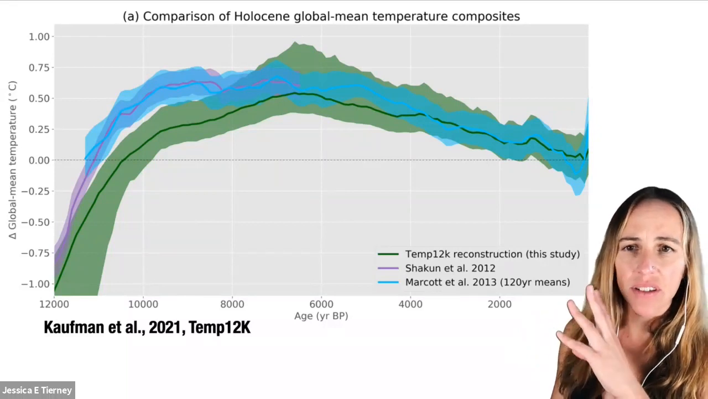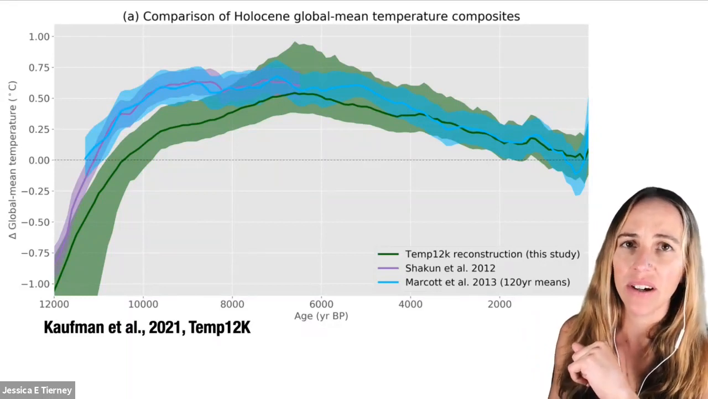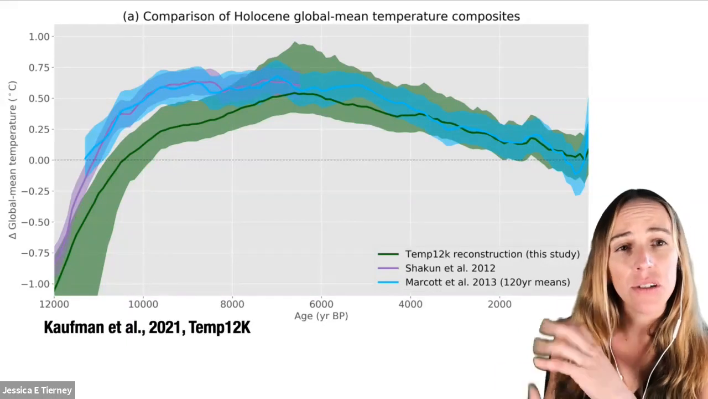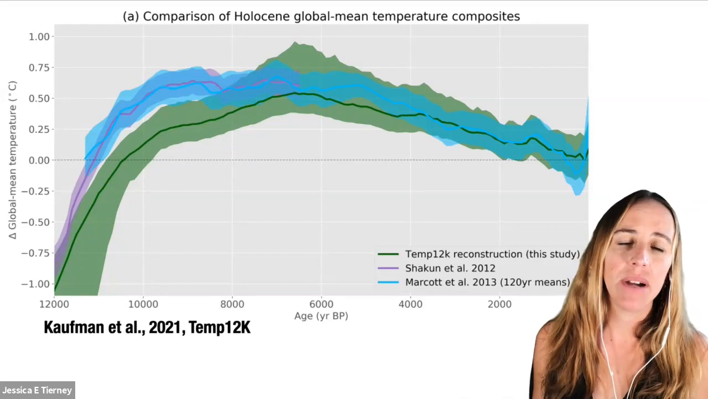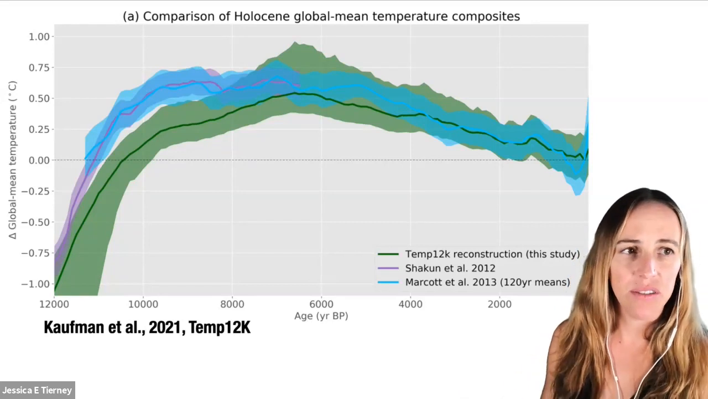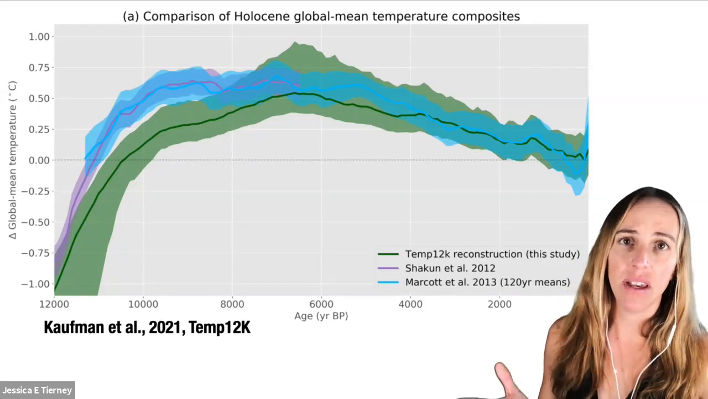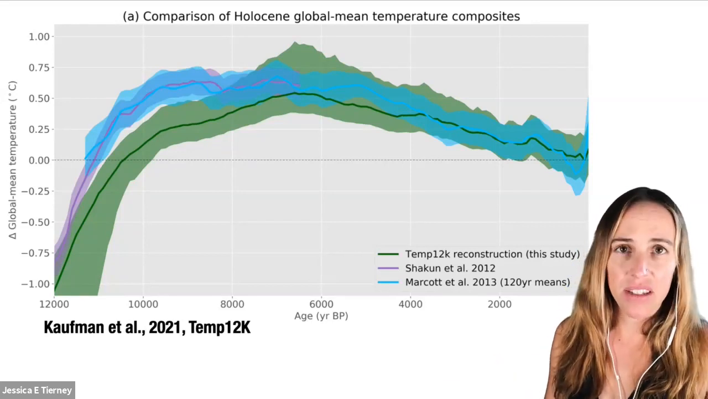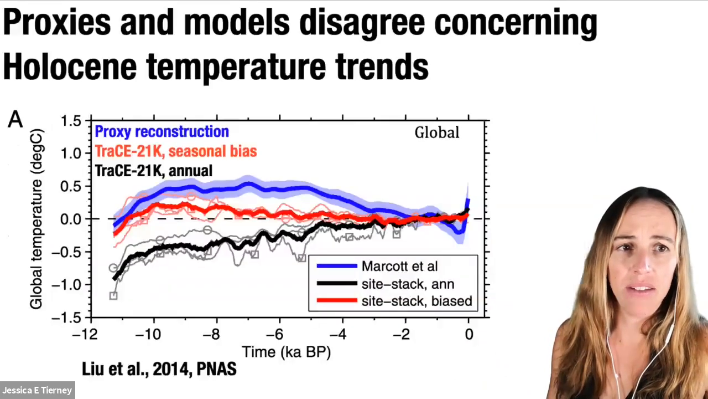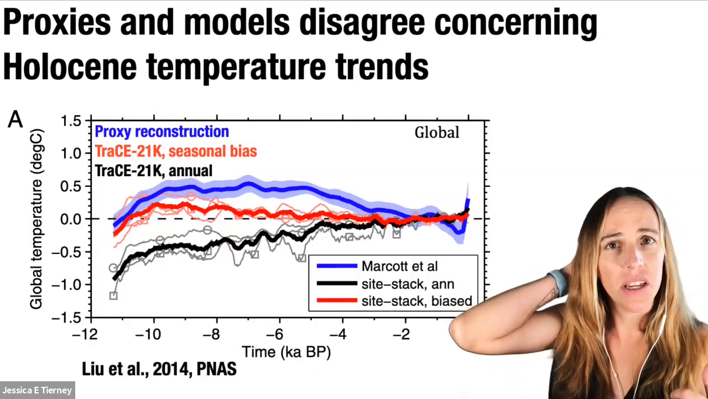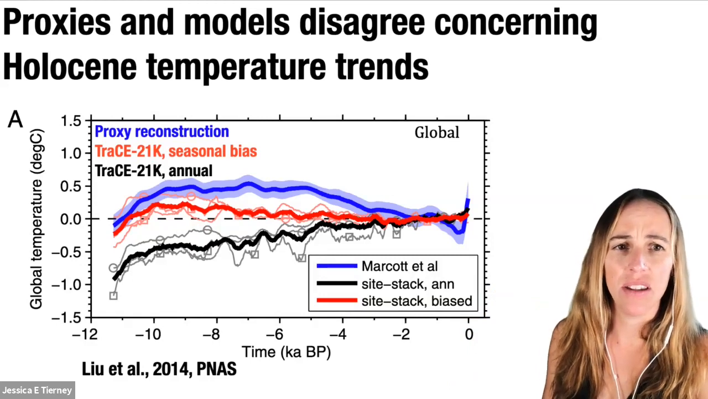And you can see it differs a little bit in the earliest Holocene, whereas the Shakun-Marcott curve, which I'll be calling SMC for short, shows peak warmth around 9,000 years ago. Peak warmth occurs in Temp12k around 7,000 years ago. So that's one difference. Both of these curves show an overall cooling trend from about 7,000 years ago. And as many folks in the paleoclimate literature have pointed out, this doesn't actually agree with expectations from radiative forcing, nor what climate models tend to do.